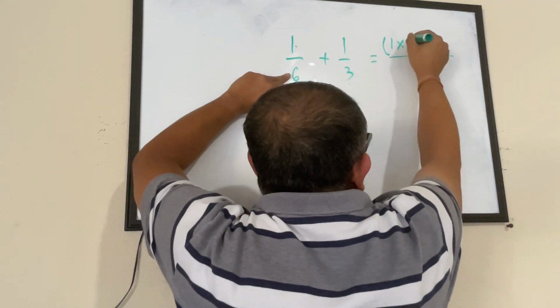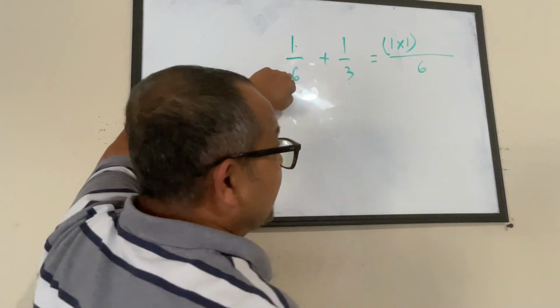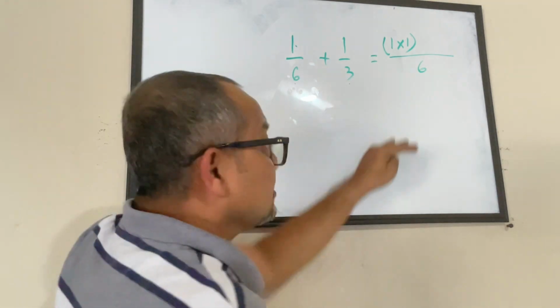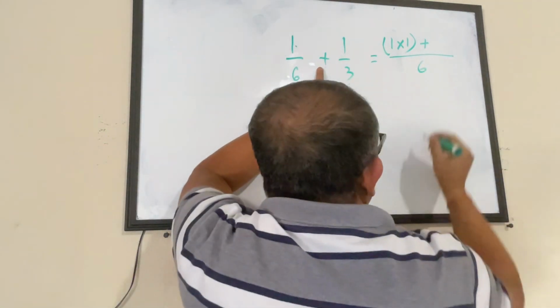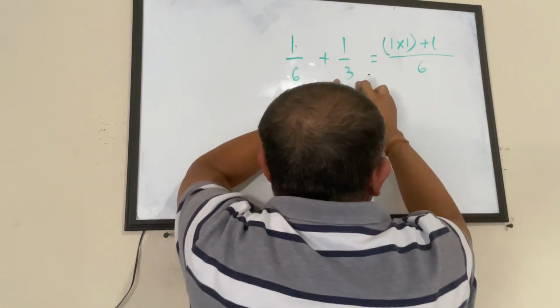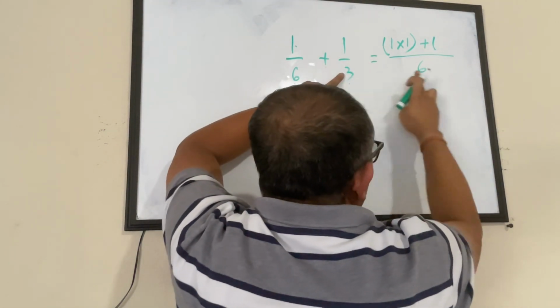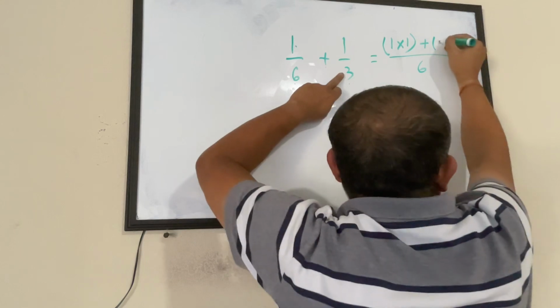I have only 1 in the numerator. I'll multiply that, put it inside a bracket so that it doesn't create any confusion. And then what do I have? A plus sign, so I'll write a plus here. Another bracket. I'm looking at this number now. How many times 3 gives me 6? 3 times 2 is 6. I'll write a 2.